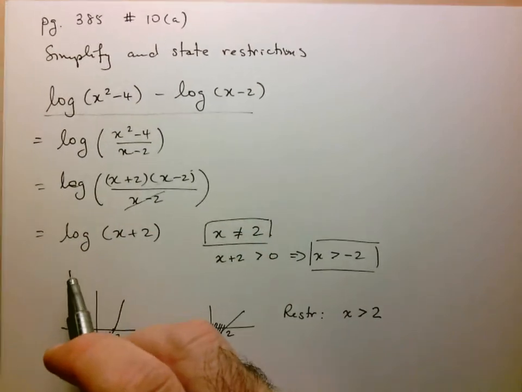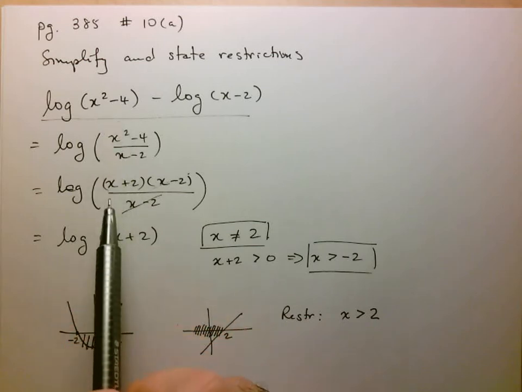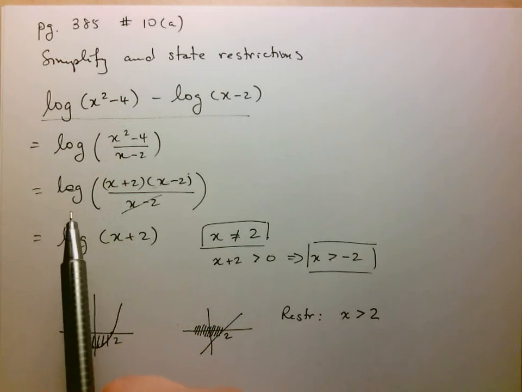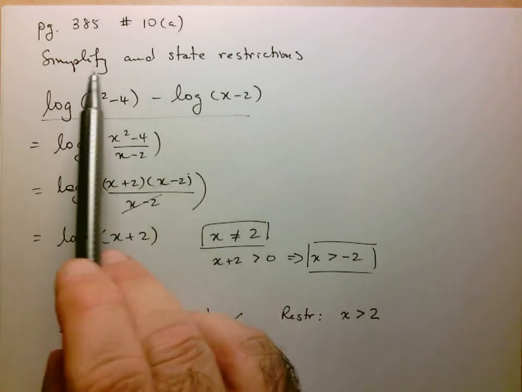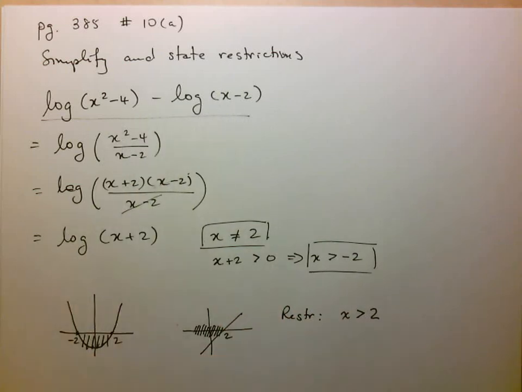The big lesson here is that when you're simplifying a logarithmic expression, the same way as when you're simplifying a rational expression, you have to make sure that you consider the original expression when determining your restrictions. That's it for this one.